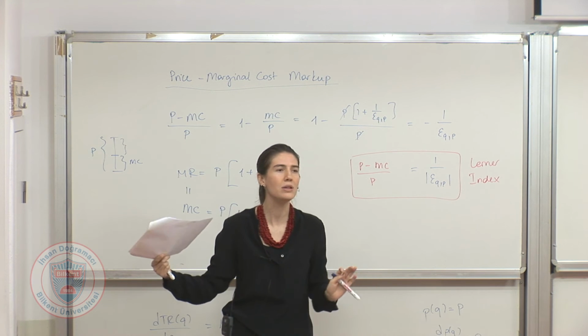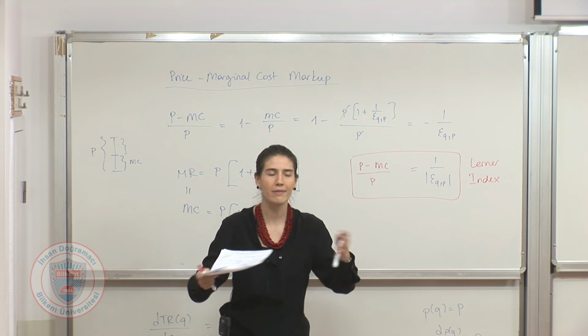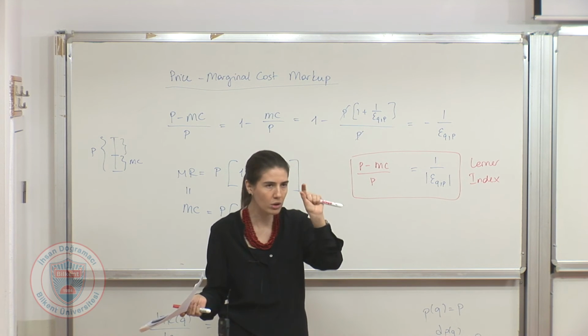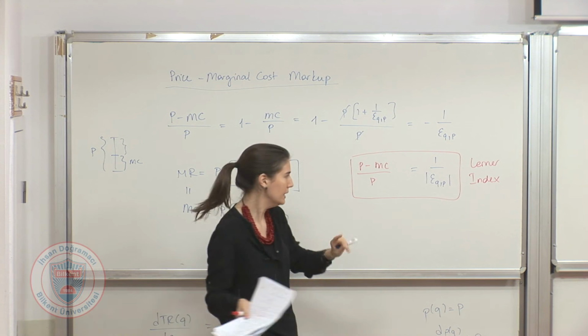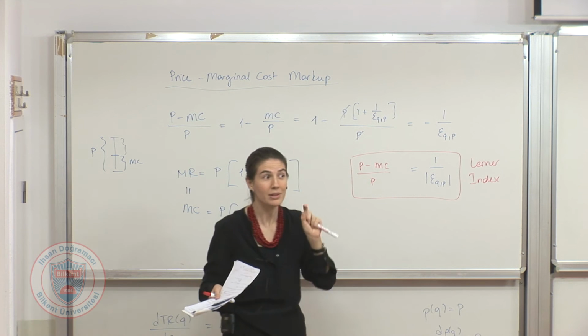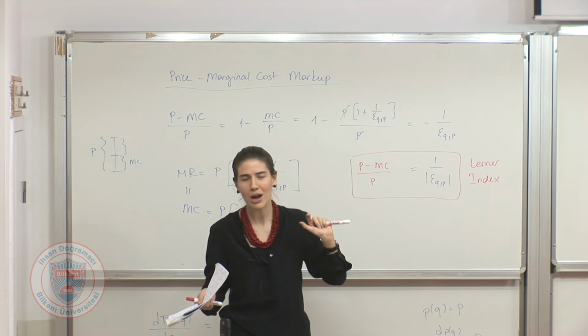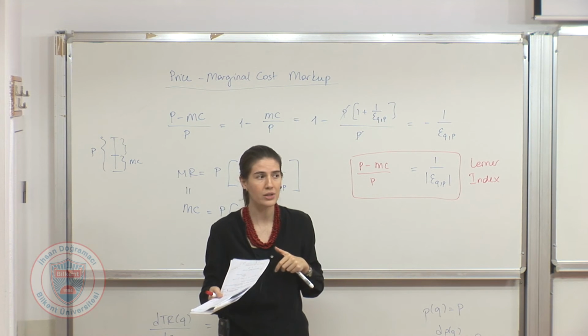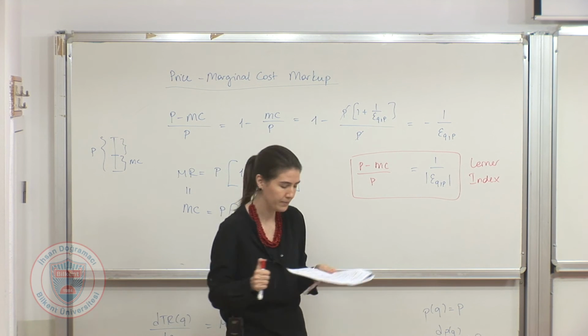There are lots of tomato producers out there. They cannot affect the price. They're so little, they're atomistic, right? So the more elastic demand gets, the lesser the markup. The less elastic it gets, the more the markup, okay?